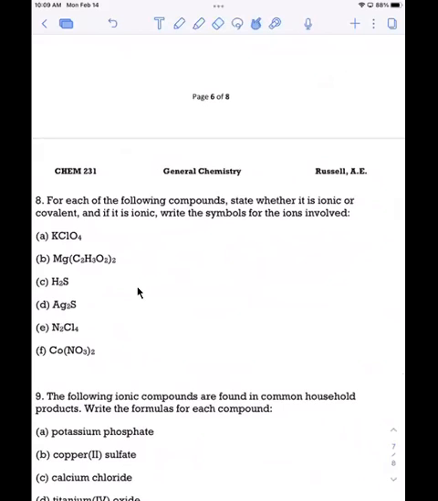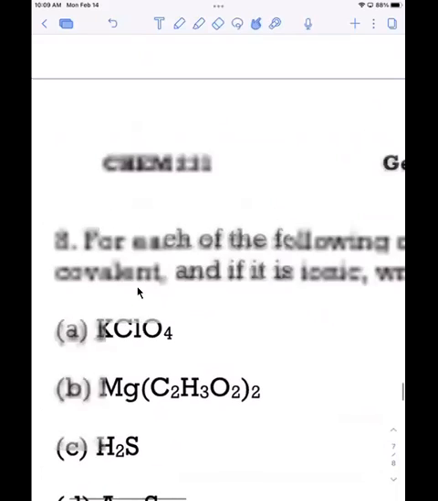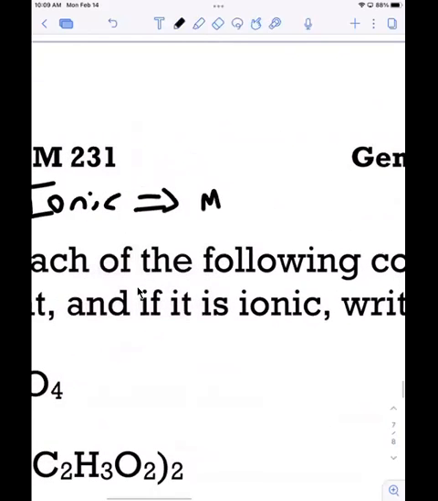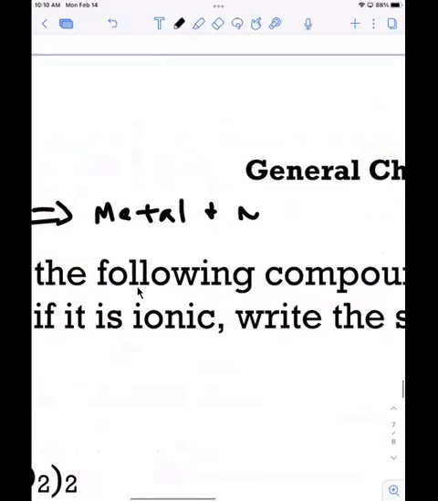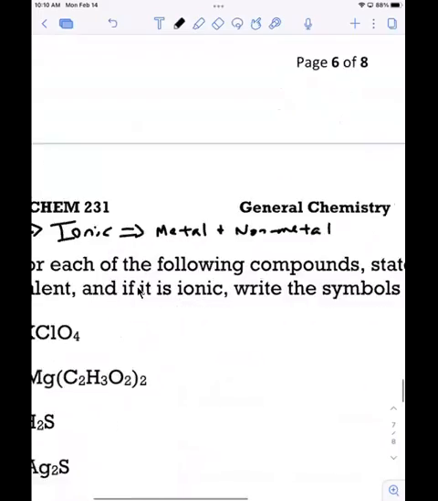It says for each of the following compounds, state whether it is ionic or covalent, and if it's ionic, write the symbols for the ions involved. So the basic rule of thumb here, we're going to need a periodic table. The rule of thumb is that it's ionic if it's a metal and a non-metal. So if it's a metal and a non-metal, it's going to be ionic.